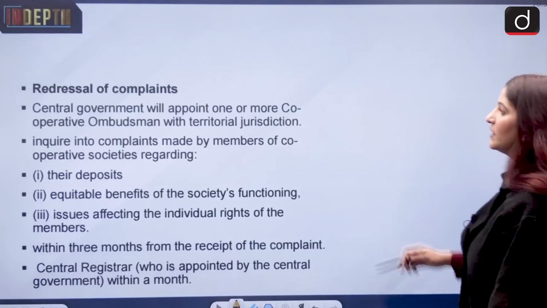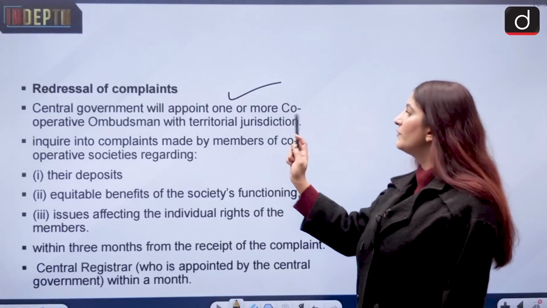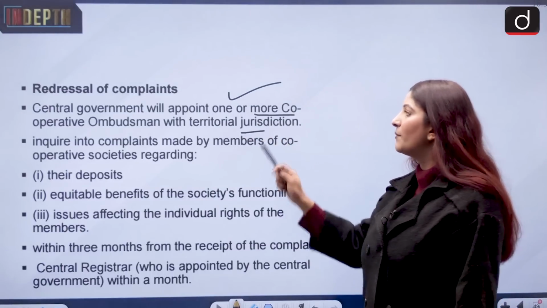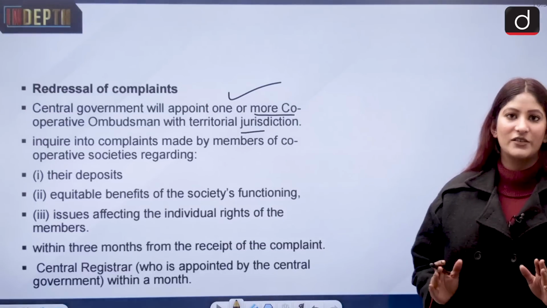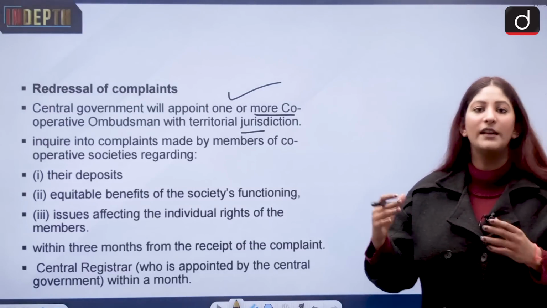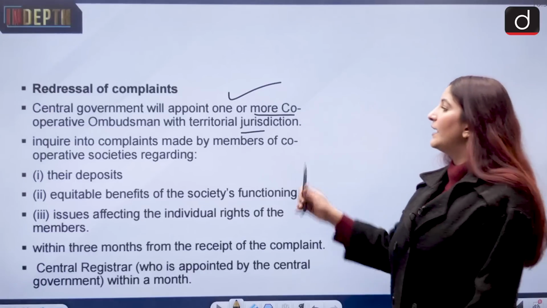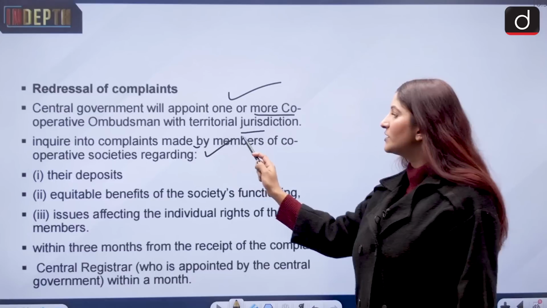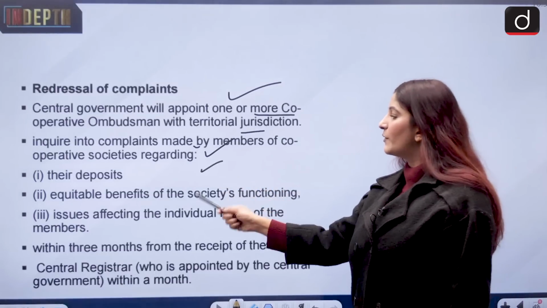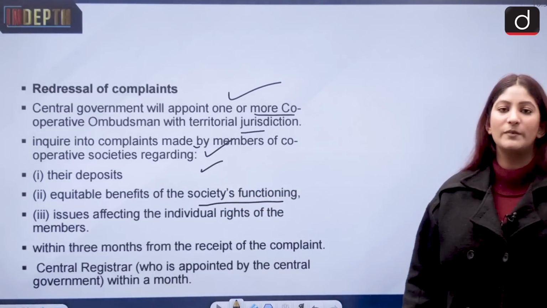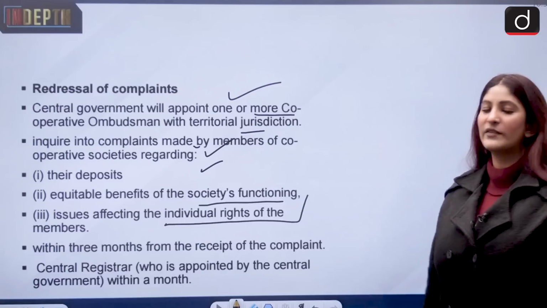Then comes redressal of complaints. How will it be done? The central government will appoint one or more cooperative ombudsmen. These ombudsmen will have territorial jurisdiction, which means they will be hearing and disposing of cases within a territory. They will inquire into complaints made by the members of the multi-state cooperative society when it comes to their deposits, whether they are getting equitable benefits of the society's functioning, and issues which are affecting the individual rights of the member.